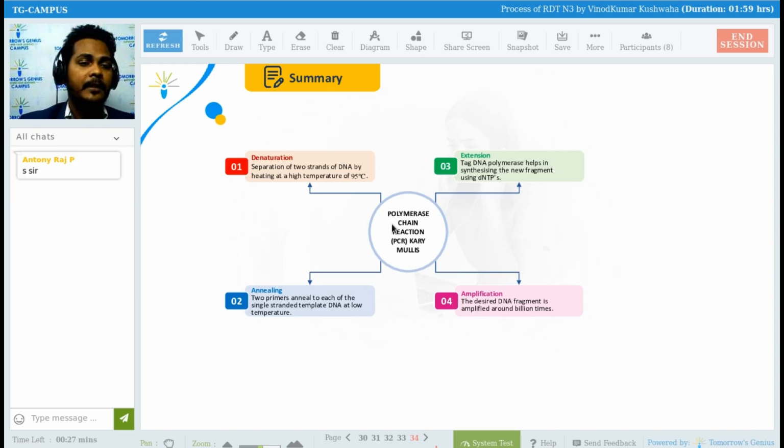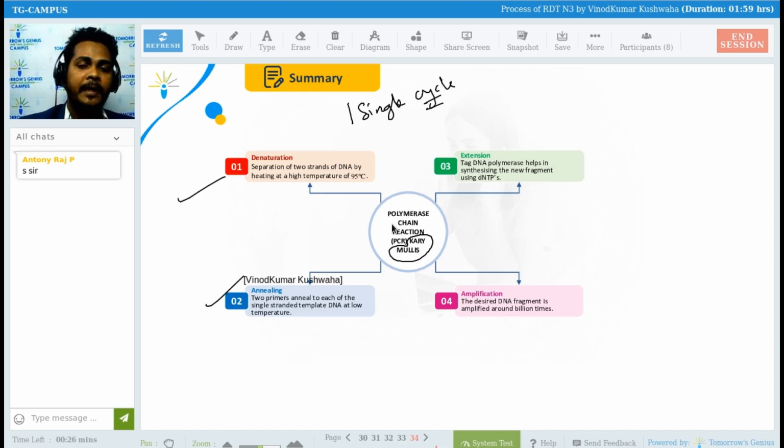Another one, okay, so this is the summary of what we studied today. We studied the polymerase chain reaction, a very specific technique discovered by Kary Mullis, the scientist who invented this technique. One complete cycle of this polymerase chain reaction requires denaturation, annealing, extension, and amplification.